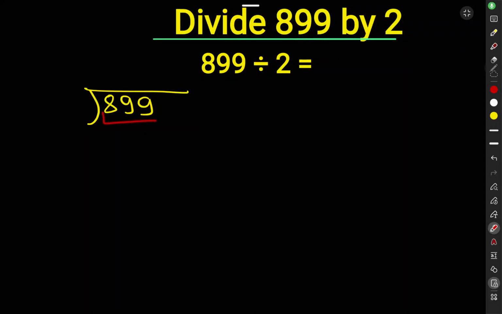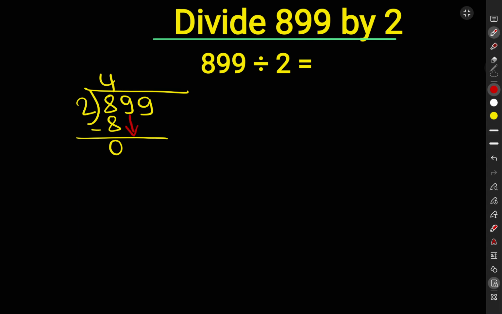Divide 899 by 2 in long division method. So 2 times 4 is 8. On subtracting we get 0.